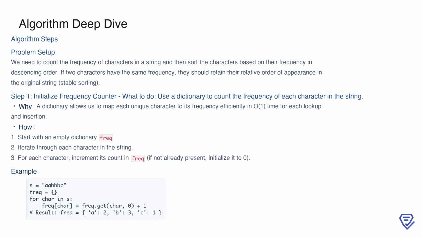The first step in our algorithm is to initialize a frequency counter. Here, we'll use a dictionary, which allows us to map each unique character to its frequency efficiently. Dictionaries are ideal for this task because they offer O(1) time complexity on average for insertions and lookups. The process involves iterating through the string, and for each character, we either increment its count in the dictionary or initialize it with a count of 1 if it doesn't already exist. For example, if the input string is abbcab, our dictionary will end up looking like this: a: 2, b: 3, c: 1.